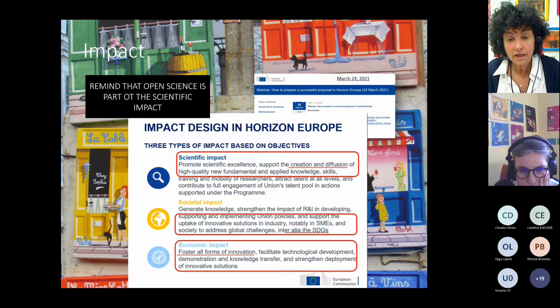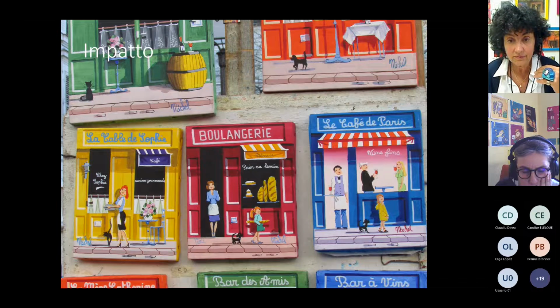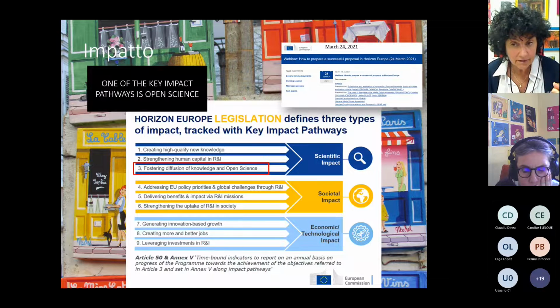And if you look at the societal impact, you will see mentioned the Sustainable Development Goals, and we discussed them in the open science module, because open science is an accelerator for the achievement of the Sustainable Development Goals. They are at the foundation of all the UNESCO and United Nations policies on science. Again, among the key impact pathways, one of the indicators at the end of Horizon Europe will be fostering diffusion of knowledge and open science. So bear it in mind when you draft your dissemination plan.